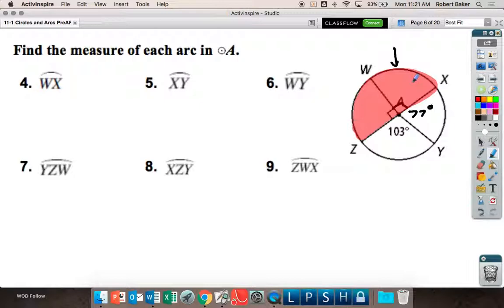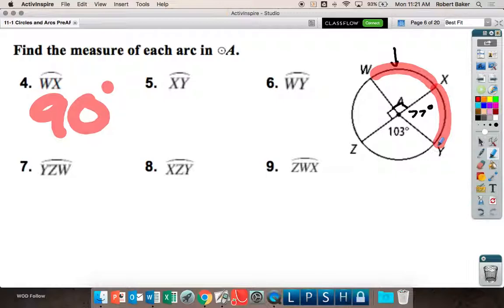So let's look at what it's asking us. I'm going to erase my highlighter. WX. How big is this one? 90 degrees. Cool? XY. 77. Arc WY. 167. 193.